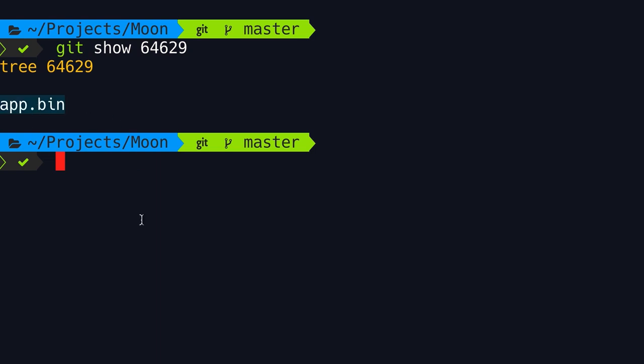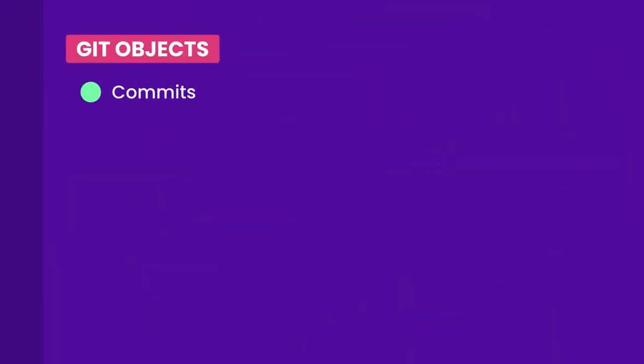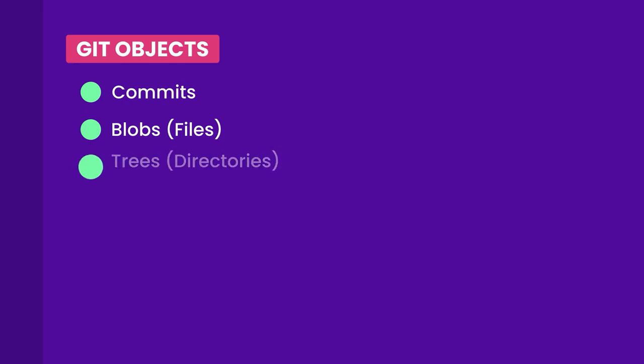So using the show command, we can view an object in Git's database. These objects can be commits, blobs, which represent files, and trees, which represent directories, as well as tags. We'll talk about tags in the future.